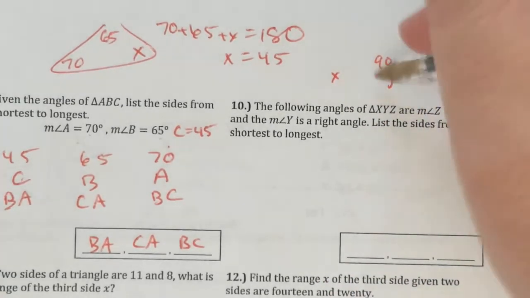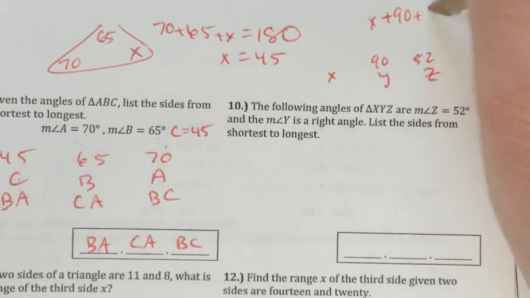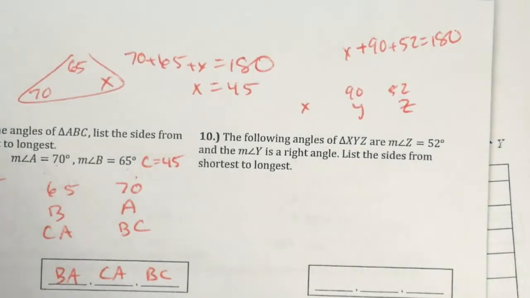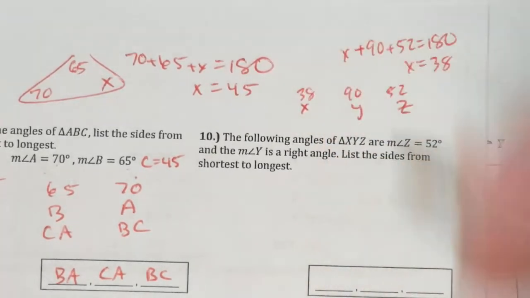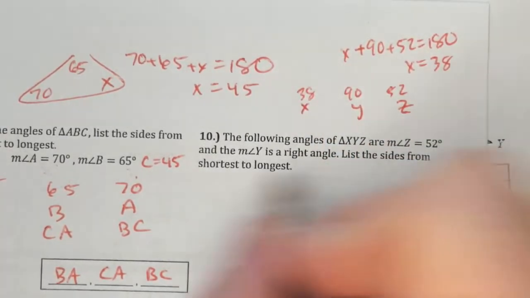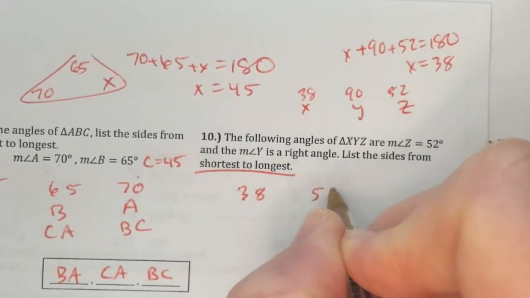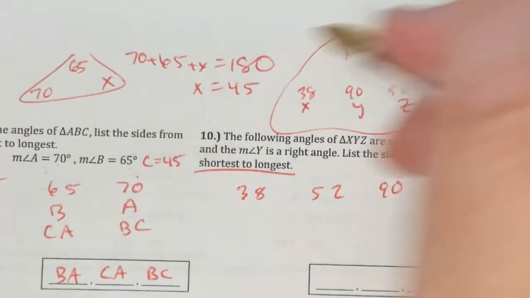So we know, well, perfectly enough, X plus 90 plus 52 equals 180. So what is missing? So subtract that, and we get X is equal to 38. So 38 is our missing angle. Awesome. All right, they said from shortest to longest. So that would be 38, 52, 90. So step 1, so we had to do a little pre-step, right? So this is our pre-step.